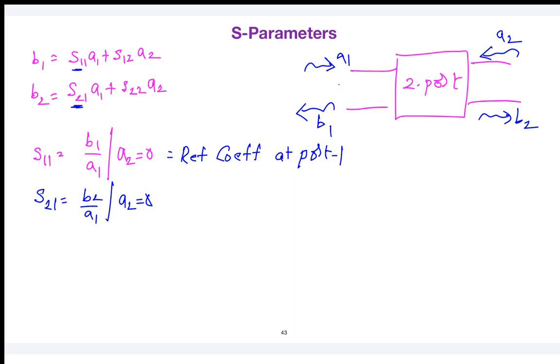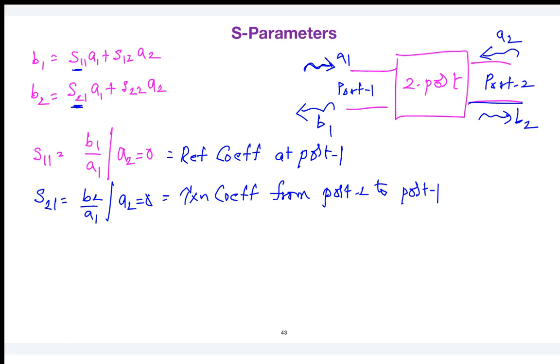So this is your port 1 and this is your port 2. S21 is the transmission coefficient when the voltage is applied at the input and the voltage is reaching the output at the second port. Okay, next case, similarly, what is S22? Is equal to B2 by A2 provided A1 is equal to 0. So S21 will be port 1 to port 2, right? Yeah, sorry, correct. This is port 1 to port 2. The second subscript is the input and the first one is the output. So this is the transmission coefficient from port 1 to port 2.